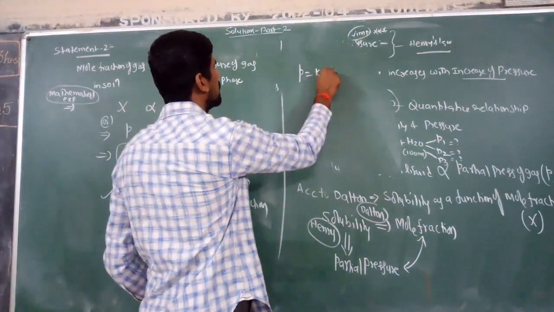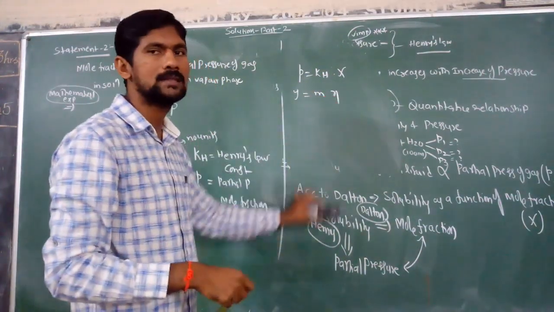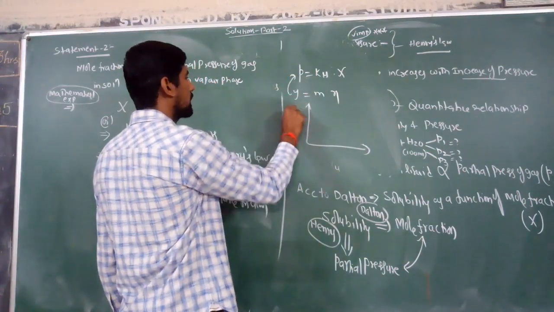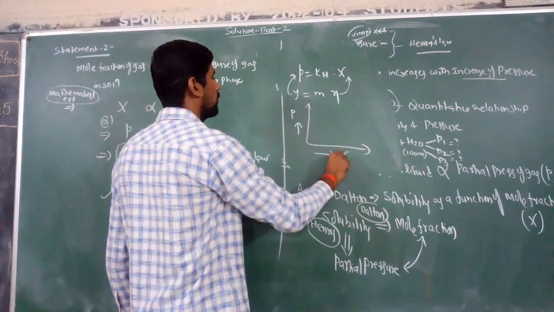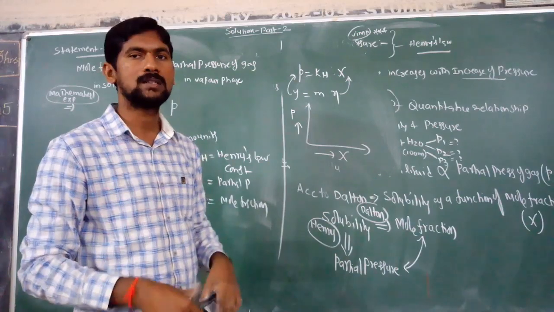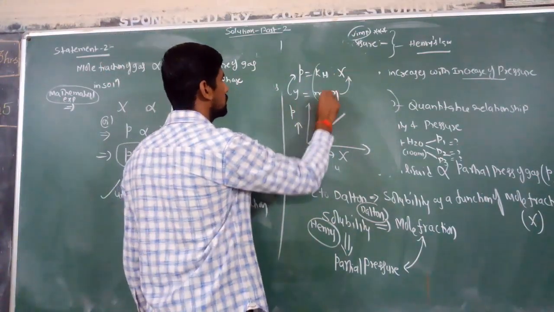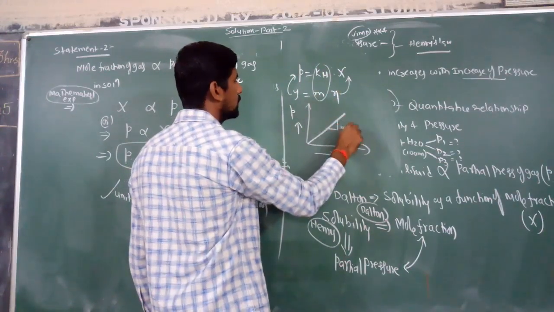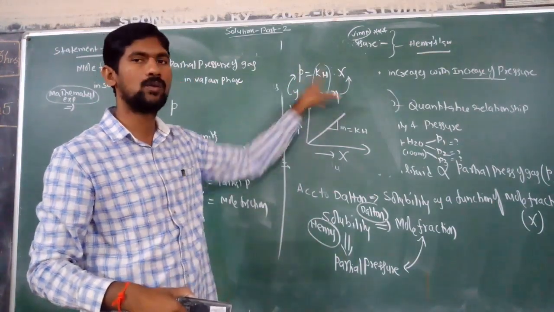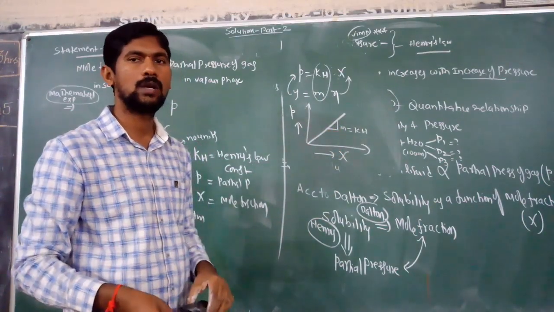Partial pressure is equal to KH into x. If you draw a plot, it is in the form y is equal to mx. Along the y-axis, the coordinate is partial pressure. Along the x-axis, the coordinate is mole fraction. So the y is equal to mx plot is a straight line passing through the origin. So what is the slope? Slope is KH. We can draw a plot of partial pressure versus mole fraction: a straight line passing through the origin, and the slope is equal to KH.